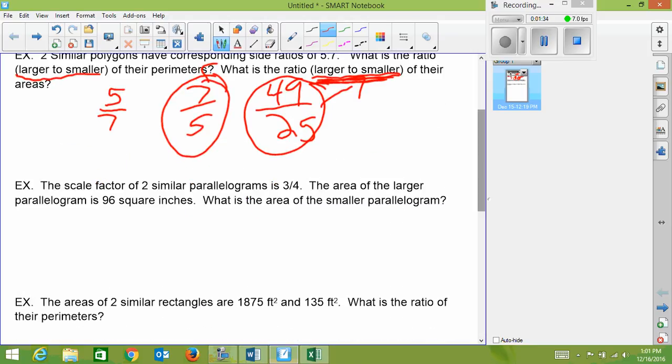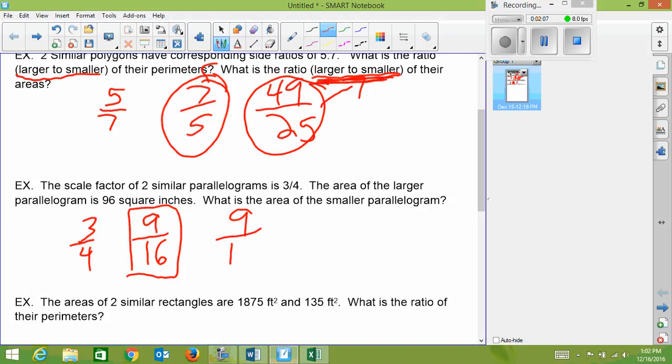My next example, the scale factor of two similar parallelograms is 3 to 4. The area of the larger parallelogram is 96 square inches. What is the area of the smaller parallelogram? So one thing that we know is our original scale factor is 3/4, which means their areas have to be squared. So it would be 9 to 16 for their area. That is not one of the answers to the question, but I have to use that to find the answer.